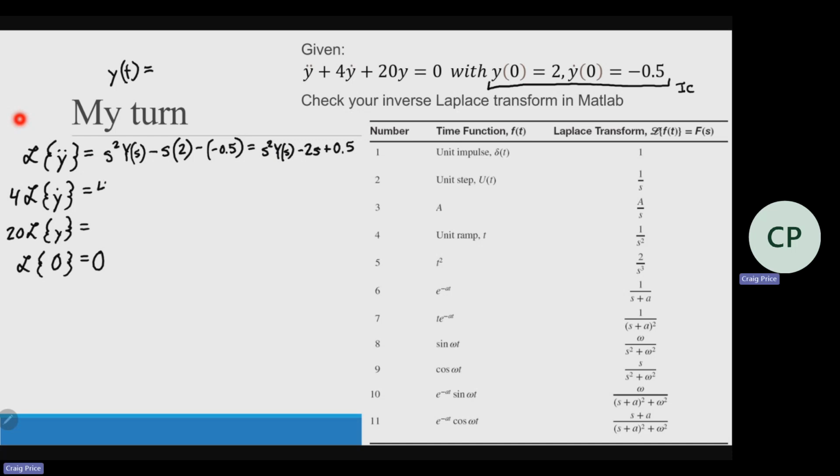Then for the next one, don't forget, we have a 4. Then we have y dot, so that becomes s times y minus, I don't have any s's left, but I'm going to use that initial condition. So that's 4s times y minus 8. And again, trying to get some practice with that differentiation, doing a problem. Lastly, what does 20 Laplace transform of y become?